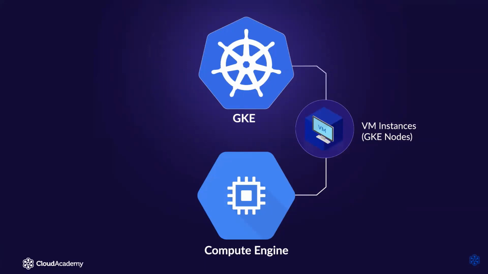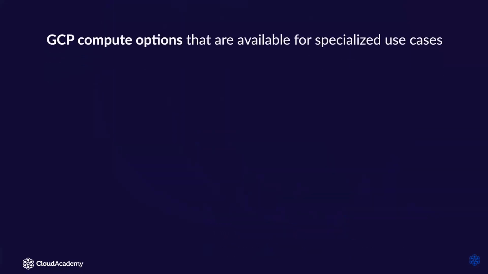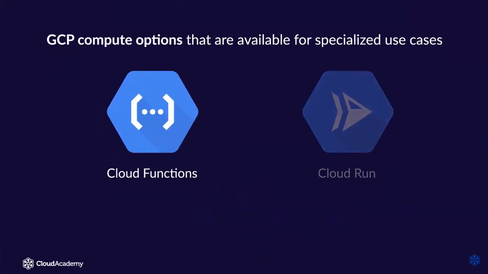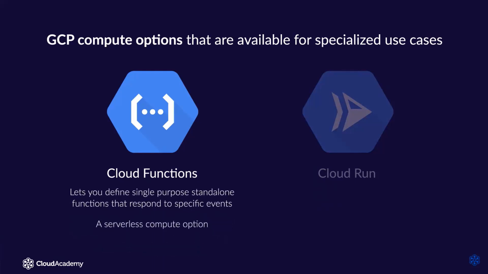Finally, I want to mention two other lightweight GCP compute options that are available for specialized use cases. These are GCP Cloud Functions and GCP Cloud Run. Cloud Functions are analogous to Amazon's Lambda service. They let you define single-purpose standalone functions that respond to specific events. This is, again, a serverless compute option, and it can work well for circumstances where all you want to do is run some specific function in response to an event that it's watching. So, kind of a targeted use case there.